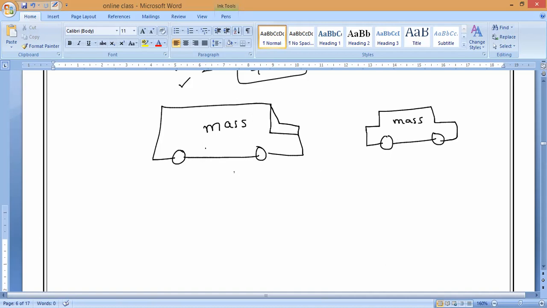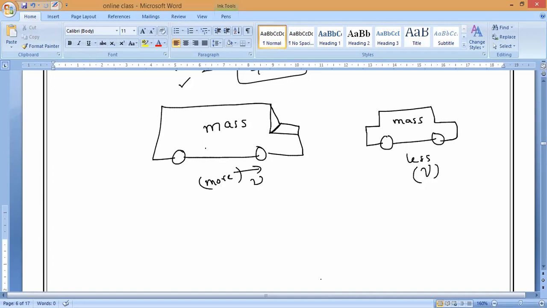Now, this body is moving with more velocity. This body is moving with less velocity. Okay, guys. Now you tell me which body will possess more kinetic energy, and which body will possess less kinetic energy. Sir, truck. Yes, truck only. Understand, everybody?